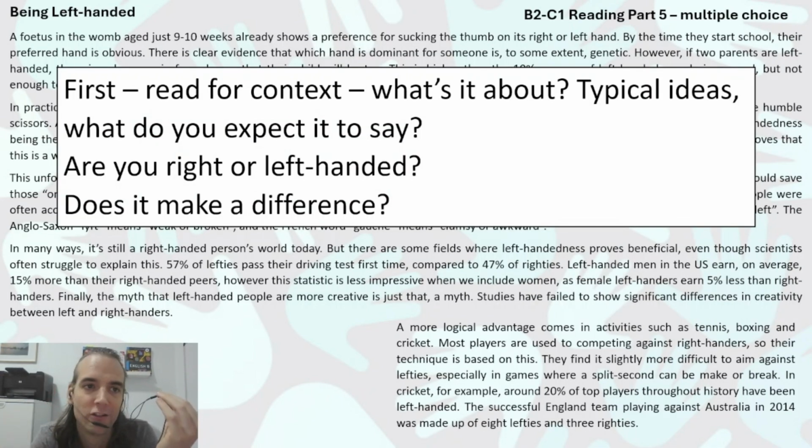There's going to be a text on the screen and in the description which you can read about being left-handed. The first thing you do is just read it for context. Try and think, okay, what's it about? Get the typical ideas. What do you expect it to say?